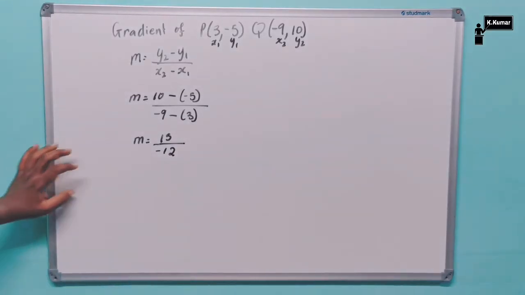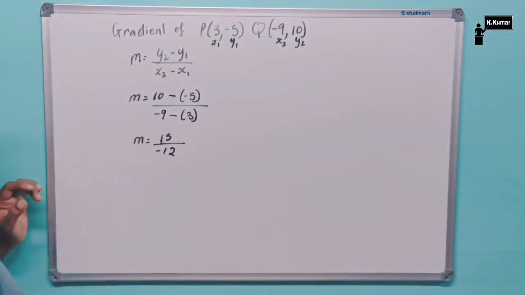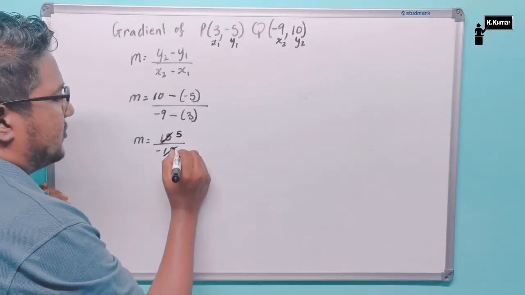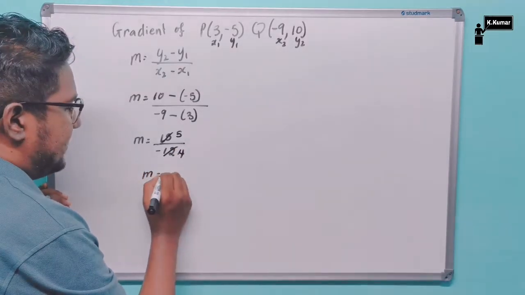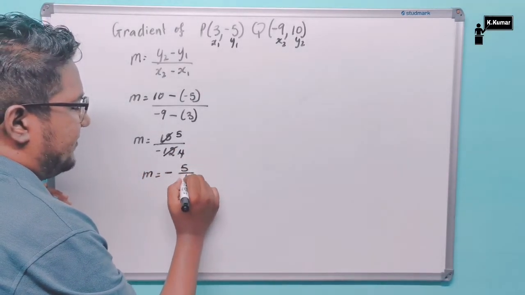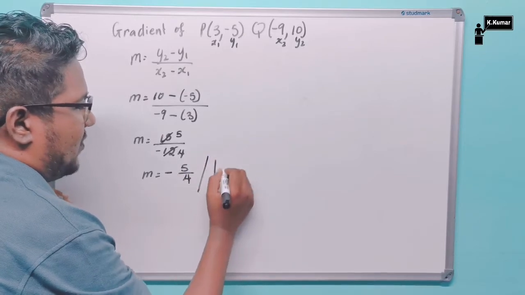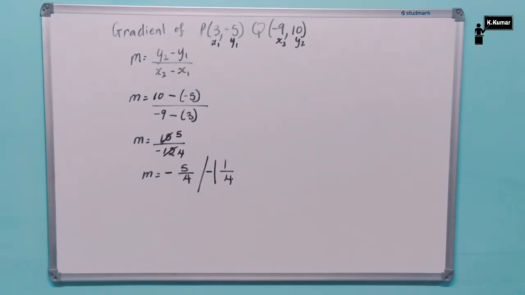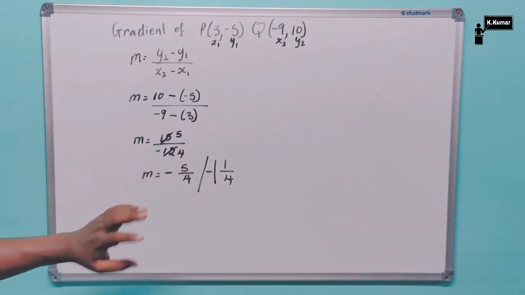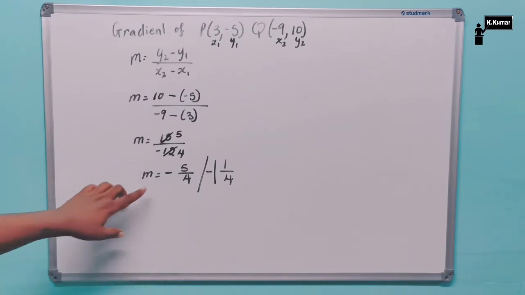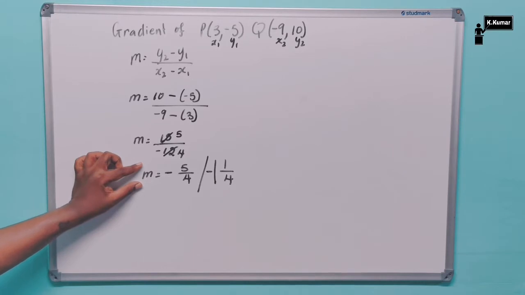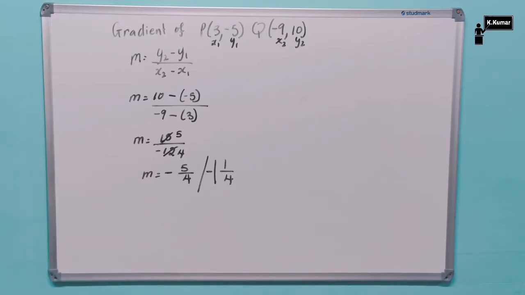12. So if you are to break this down, you're going to get 3 5s are 15, 3 4s are 12. So the gradient is equal to negative 5 over 4, or we say negative 1 and a quarter. So the slope of the line, or the gradient of the line, is negative 1 and a quarter. Note that this is a common m, and this common m is used to represent gradient. So when we go to the equation of a straight line, you're going to see the common m again.